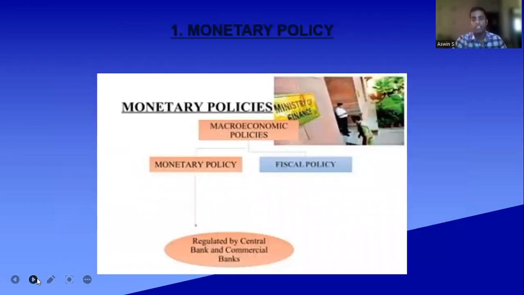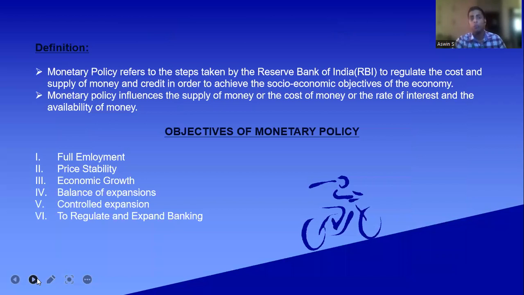Now we will see what is meant by monetary policy. The monetary policy in brief is regulated by the central bank and the commercial banks. In case of India, it is regulated by the Reserve Bank of India, that is the RBI. The monetary policy refers to the steps taken by the RBI to regulate the supply of money and credit in order to achieve the socio-economic objectives of the economy. The monetary policy influences the supply of money or the cost of money or the rate of interest and the availability of money. There are basically 6 objectives of the monetary policy.